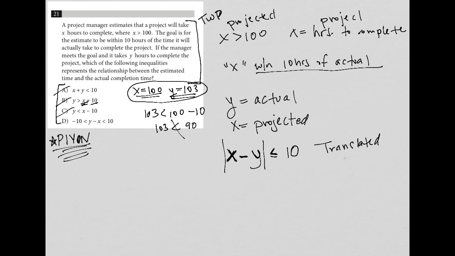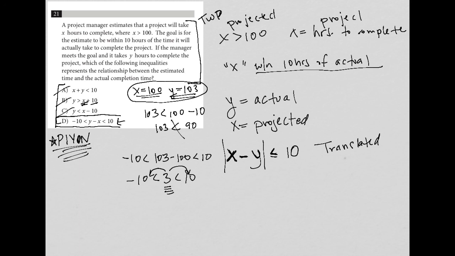And then if I try that for choice D, I have negative 10 is less than 103 minus 100, which is less than positive 10. Negative 10, 3. This is true, right? 3 is greater than negative 10, and 3 is less than positive 10. Therefore, the correct answer here is choice D.